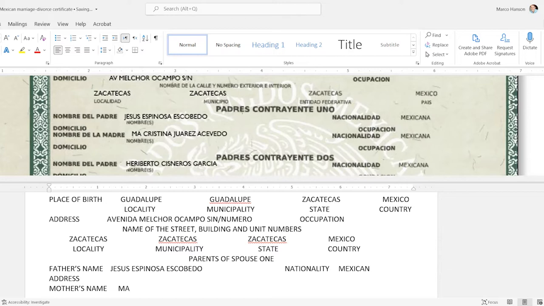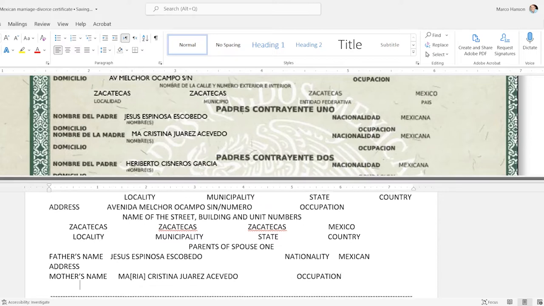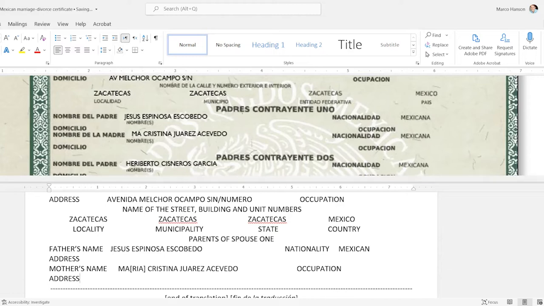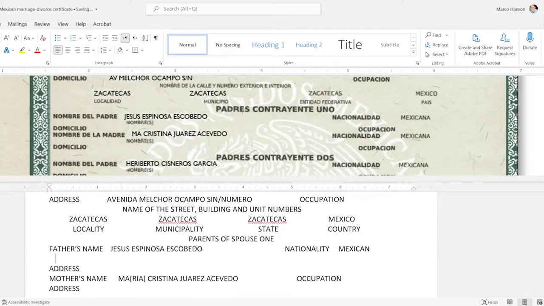What are you going to do with Ma Cristina Juarez? In this situation, I would put M-A bracket R-I-A close bracket, because I know that that means Maria Cristina. There's no doubt in my mind that Ma Cristina Juarez 100% of the time is going to be Maria Cristina. But it doesn't say that explicitly on the document. So I put the bracket around there to indicate that the translator is adding information for clarity that's not explicitly stated. That's why.